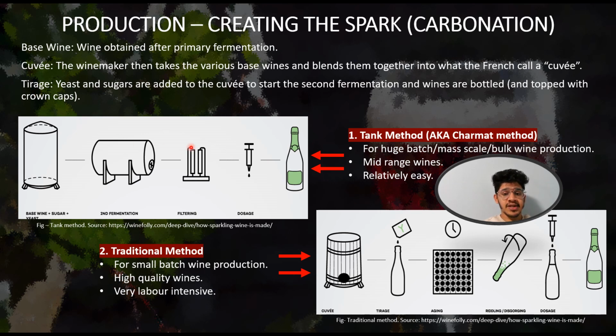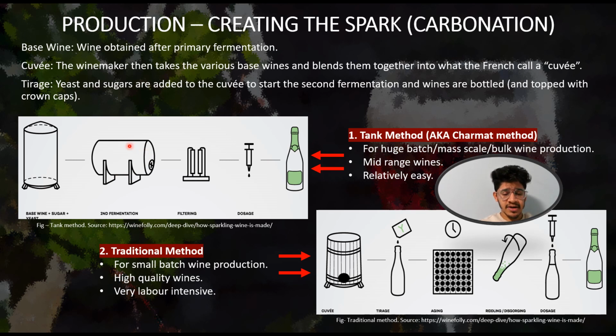Today we are discussing three important methods. First one is the tank method, second one is the traditional method, and third one is the simplest, that is the carbonation. Let's see the tank method first. As the name suggests, a tank will be used. So this tank is filled with the base wine. Now to this base wine some sugar and yeast is added. As soon as the sugar and yeast is added, secondary fermentation will take place in this vessel.